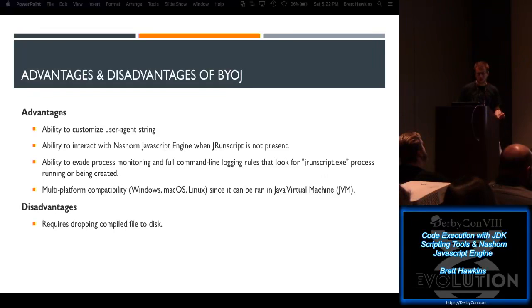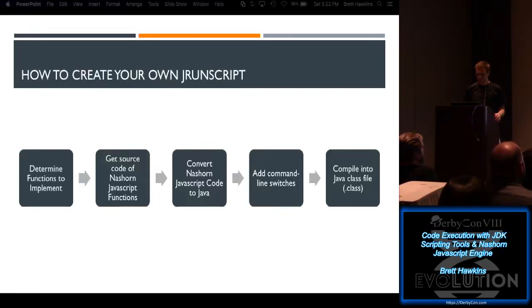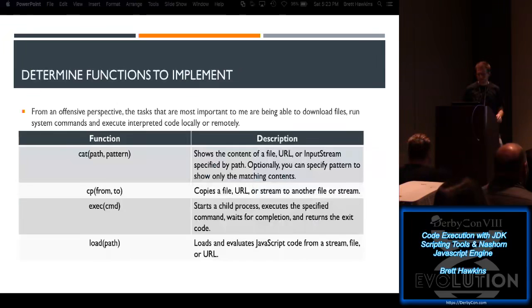Disadvantages is it requires dropping a compiled file to disk. Like I said, from an offensive standpoint, we don't want to drop something to disk. We don't have to, but in this case, since you're bringing your own tool, you would be dropping it to disk. So, how do you create your own JRunScript? I'll go through each one of these in detail, but from a high level, basically you're going to determine the functions you want to implement, get the source code of those functions, convert that source code to Java, add some command line switches, and then compile it into a class file.